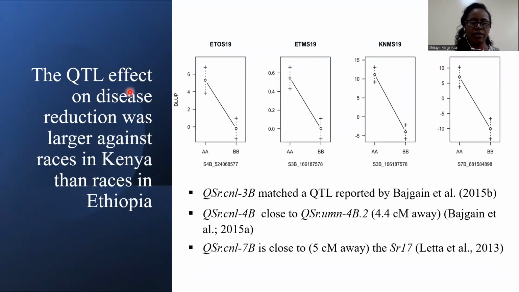This was the QTL effect on disease reduction, which was larger for the race in Kenya than the race in Ethiopia. As you see here, in Kenya the disease response was reduced from about 12 to -4, and from 12 to about -10. And in Ethiopia, it was from about 5 to 0. So the QTL on 3B matched the QTL reported by Bajgain, and the QTL on 4B was close to a QTL reported by the same author, identified for a race in Minnesota, and the 7B is close to the Sr17 reported by Letta.